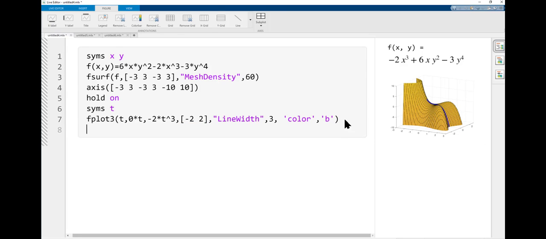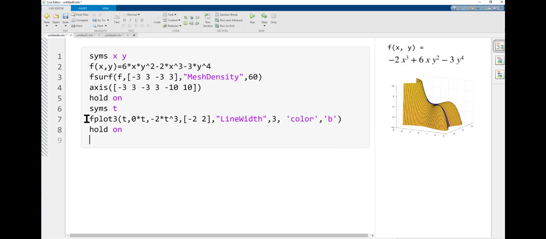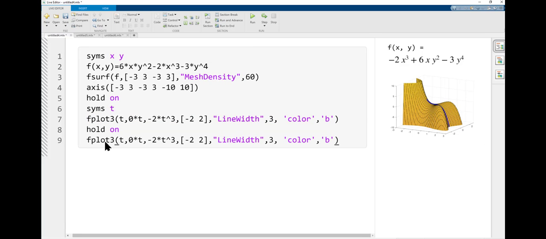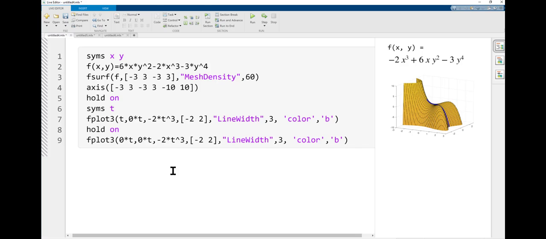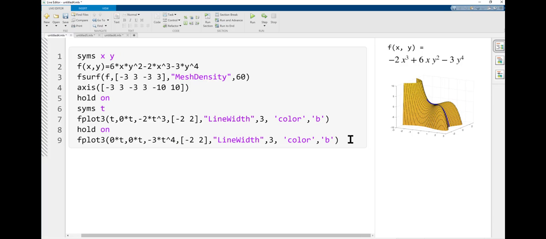Okay, so then we will hold on to this graph as well and then plot the other curve, which is z equals negative 3 times y to the 4 with x 0. So here x is 0, y is t, and then z is negative 3 times y to the 4. And we can keep the other things the same, and there we are.